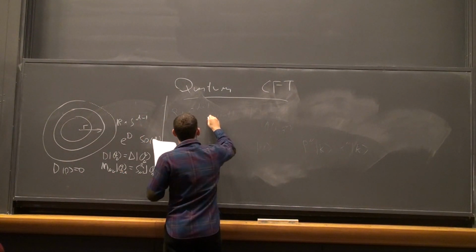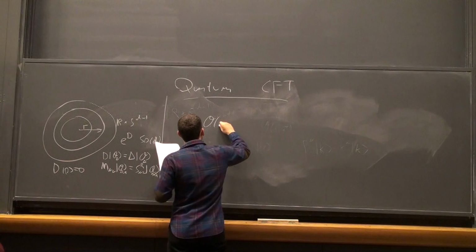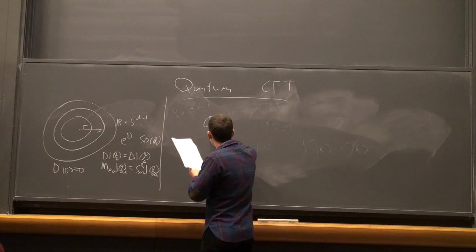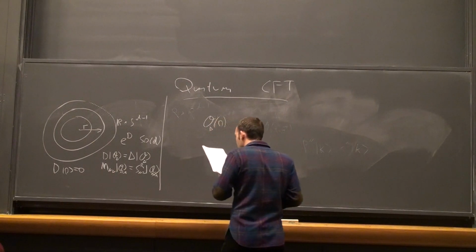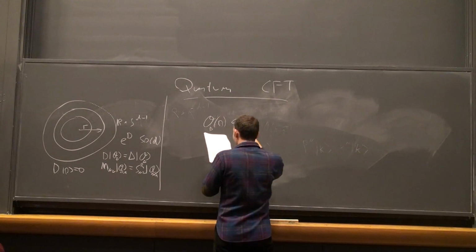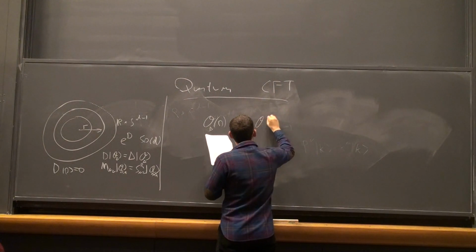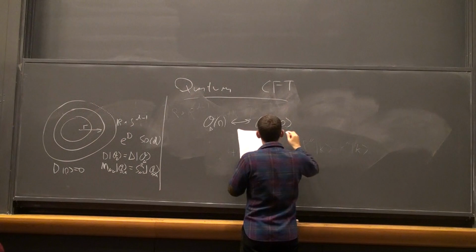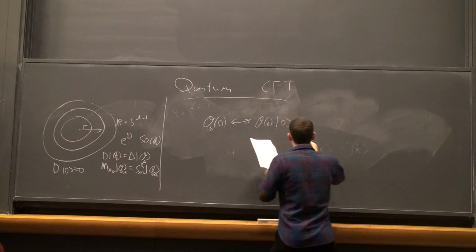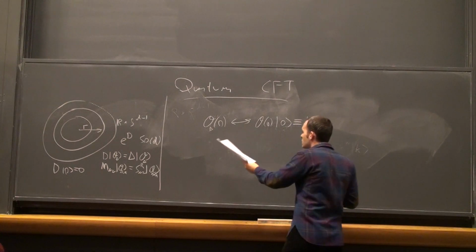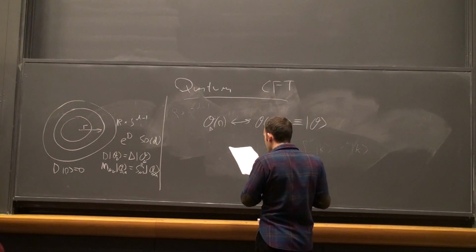So in particular, let's take an operator O, defined at the origin, and this has a given scaling dimension delta. And so the claim is that there's a correspondence between this operator and the operator O acting on the vacuum, which we just defined. And so this thing we define as a new state labeled |φ_O>. And so this is a one-to-one correspondence.